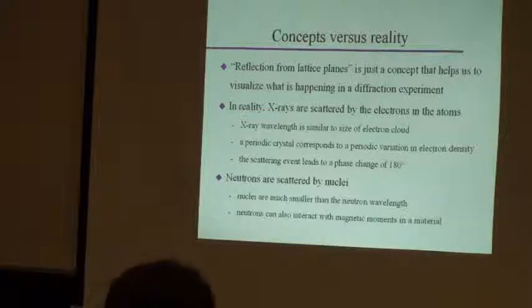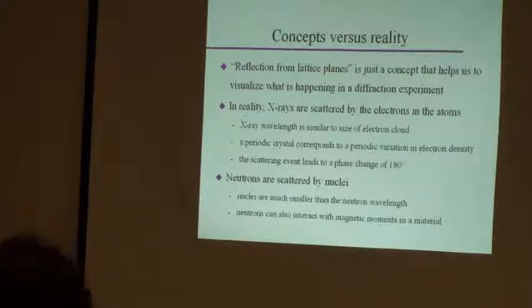Now, first little look ahead, you can't only do diffraction with X-rays, there's also neutron diffraction. Neutrons, in contrast to the X-rays, are scattered by the nuclei of the atoms, which once again means if you have a periodic crystal, you have a periodic array of nuclei. So once again you can get diffraction.